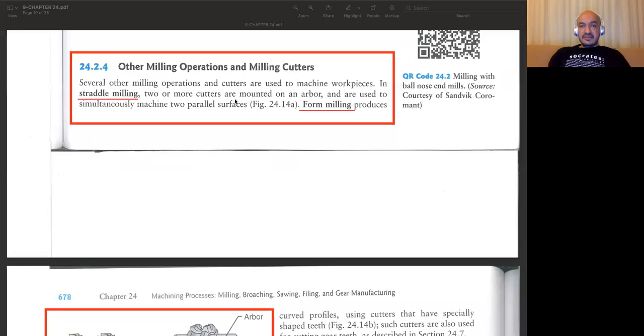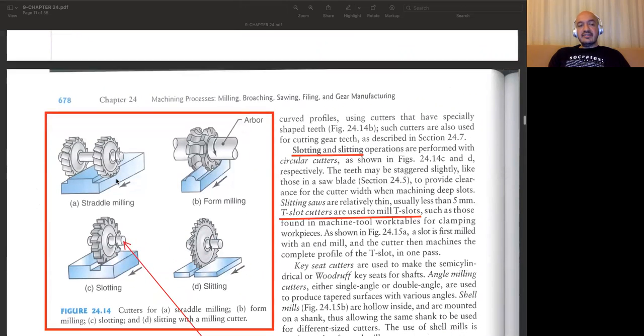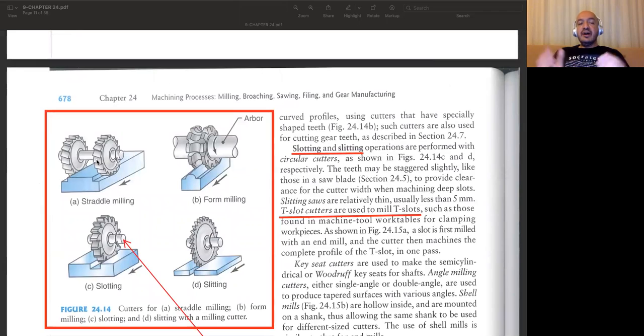Now let's have a look at other types of milling operations. So we discussed peripheral milling, end milling, and face milling. Now we'll be talking about the least commonly performed milling operations. We have straddle milling. As the name implies, we have an arbor here, and on top of this arbor, they have mounted two different milling cutters. So at the same time, with a single motion, we can remove material from the two sides of the workpiece, and that's why it's called straddle milling.